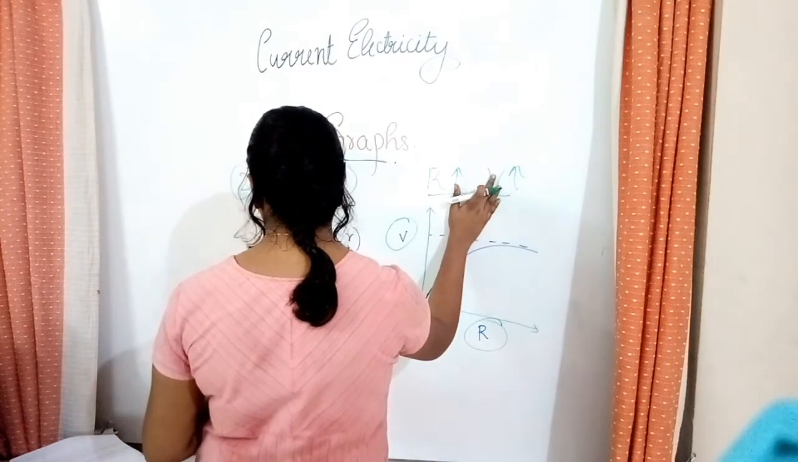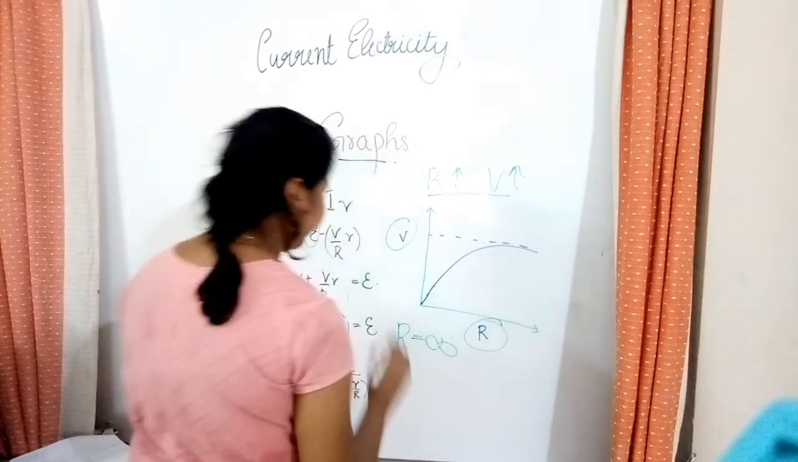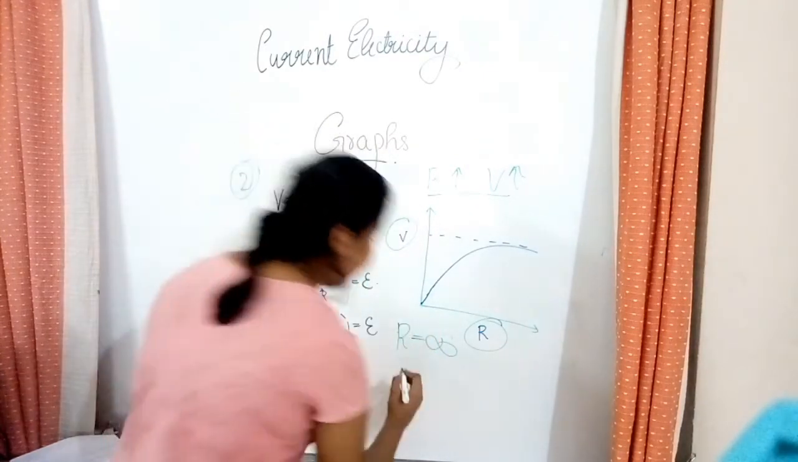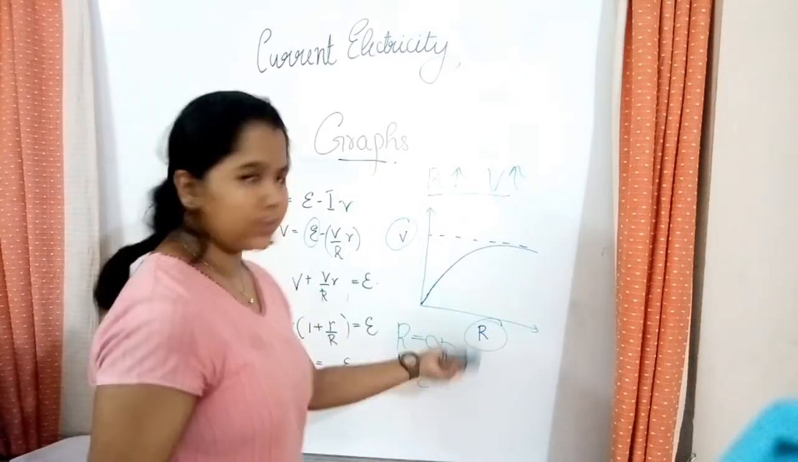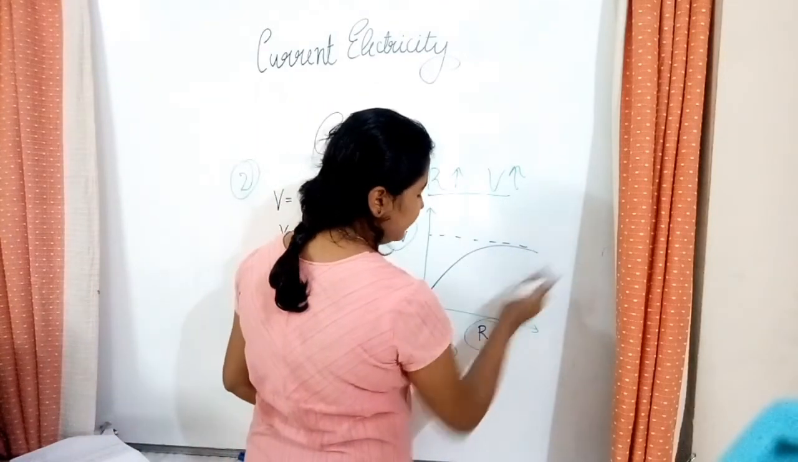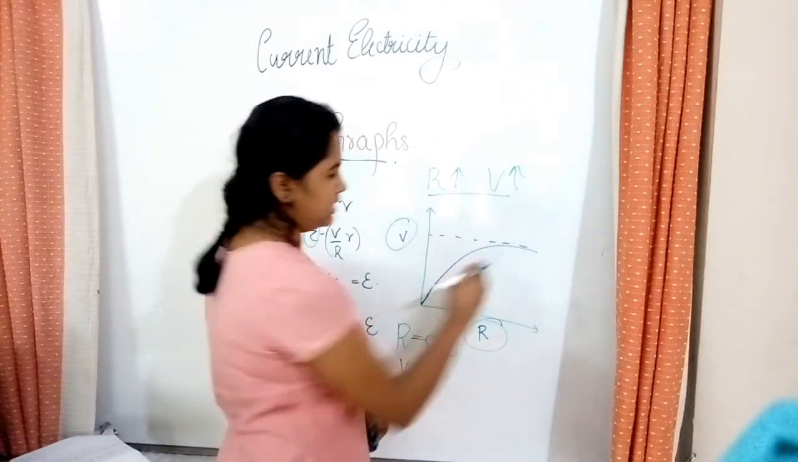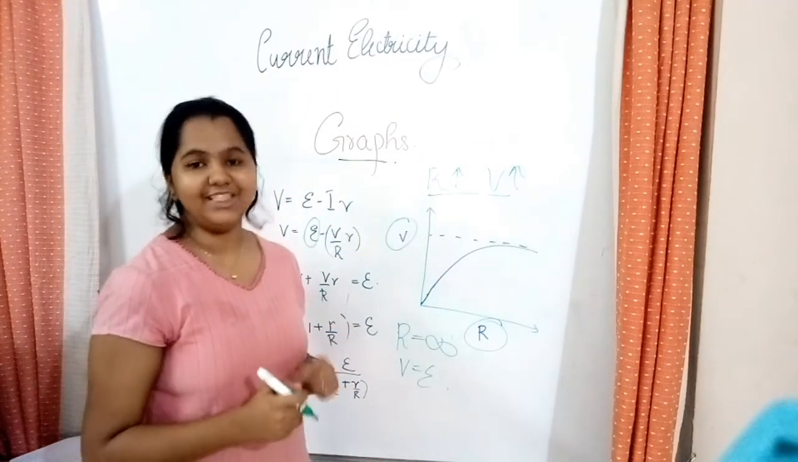And therefore what will happen? If we take a situation where R is infinity, what will happen? V is equal to E. If R is infinity, V is equal to E. In that situation, the graph would become parallel to the x-axis. That is what is shown over here. This is our second graph. Now we learn about our third graph.